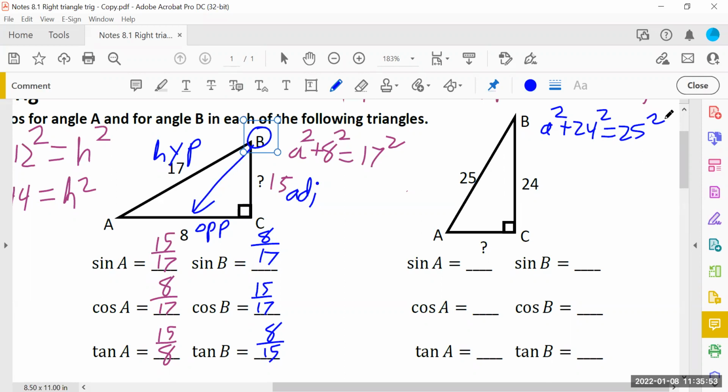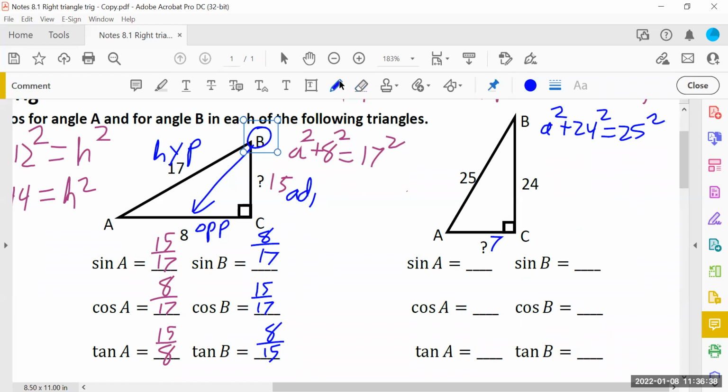24 times 24, 24 squared is 576. 25 squared, 25 times 25, try that again, is 625. Then I can subtract the 576 and get 49. Take the square root of that one, or a lot of you probably know it already. Square root of 49 is 7. That's our missing side, and we're good to go now with the rest of this problem. So I can go ahead and erase all that just in case we need the space.